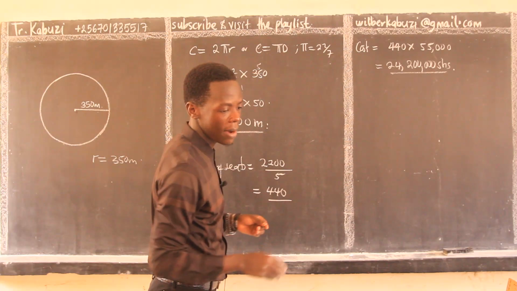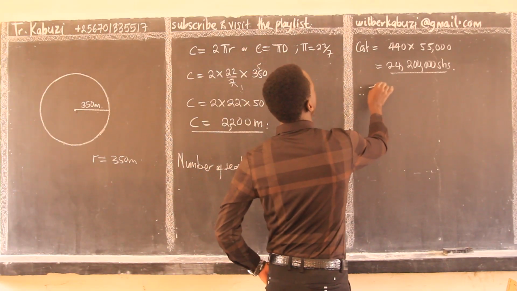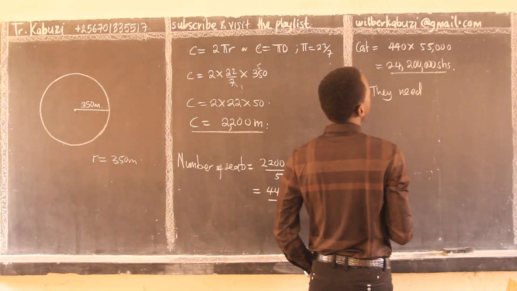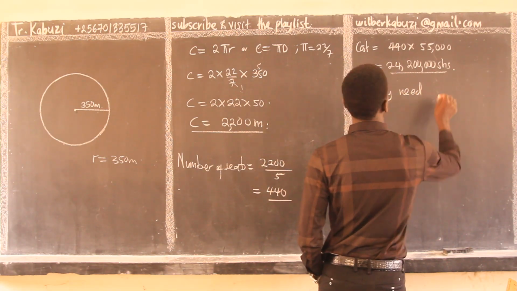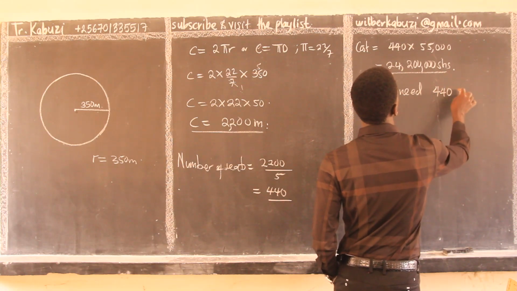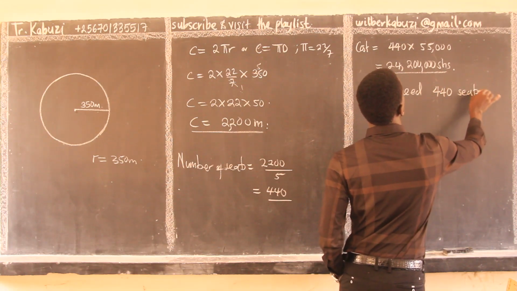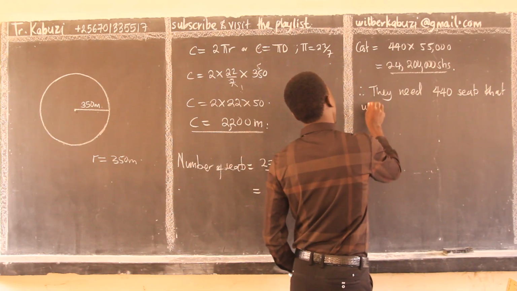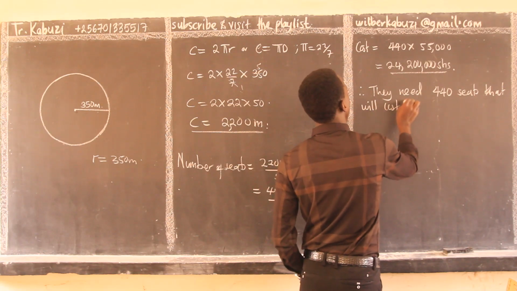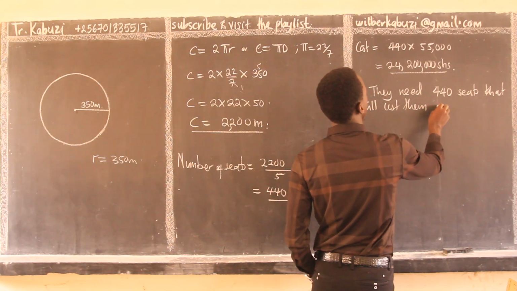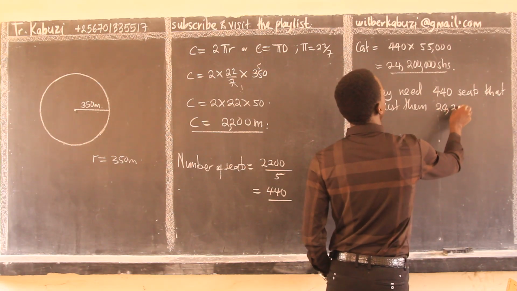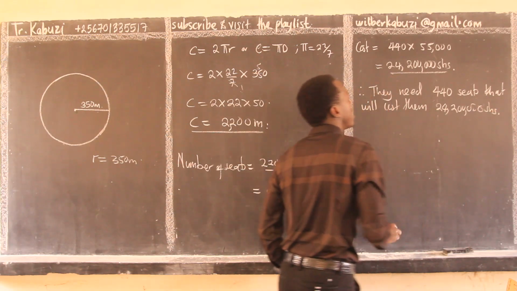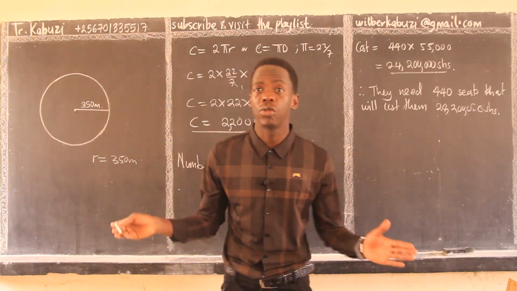Then therefore you come and say, so they need 440 seats. That will cost them 24,200,000 shillings. So you always respond to the task.